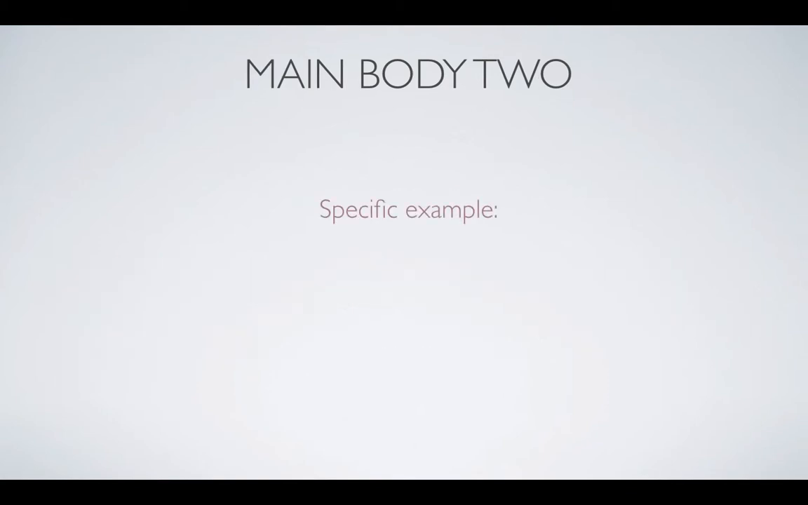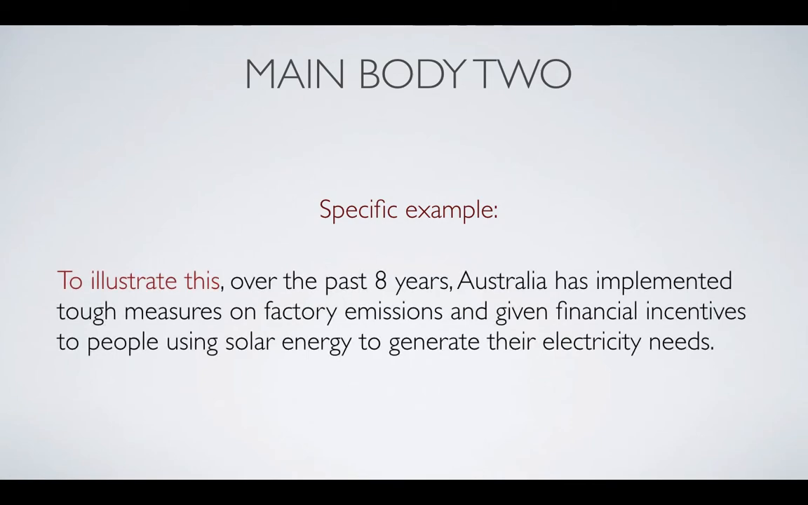And now I need to think of a specific example. So to illustrate this, over the past 8 years, Australia has implemented tough measures on factory emissions and given financial incentives to people using solar energy to generate their electricity needs. So that ties in with the possible solution of implementing environmental protection policies.